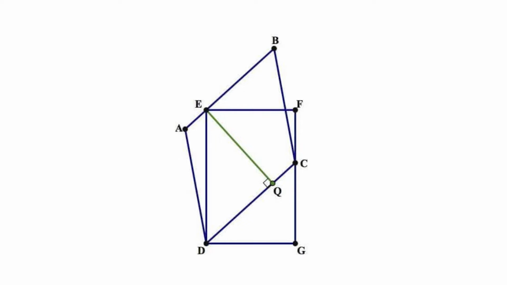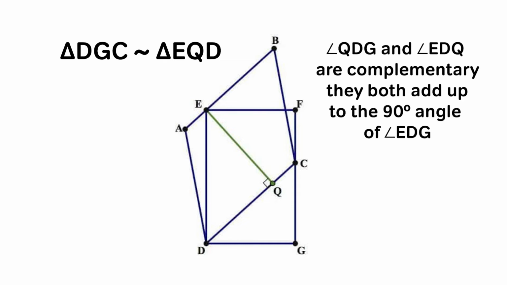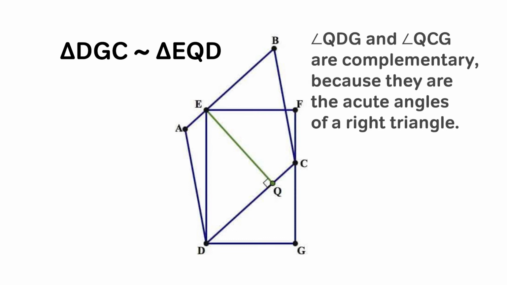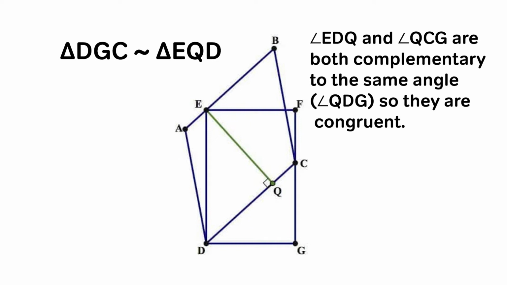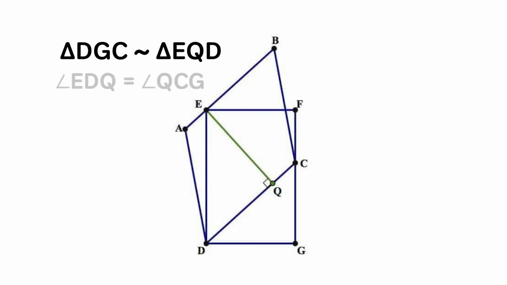parallelogram. Look at triangle DGC and triangle EQD. These 2 triangles are similar. Why? Well, first of all, angle QDC and angle EDQ are complementary. They both add up to the 90-degree angle of EDG. Also, the angles QDG and QCD are complementary because they are the acute angles of a right triangle. Since angles EDQ and QCG are both complementary to the same triangle, QDG, they are congruent. Therefore, angle EDQ equals angle QCG.